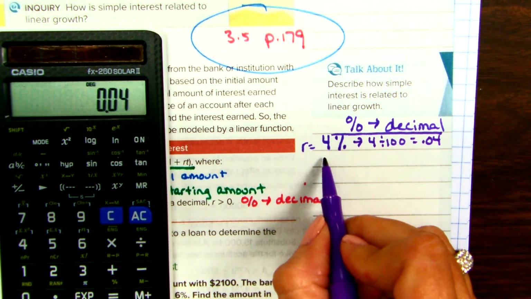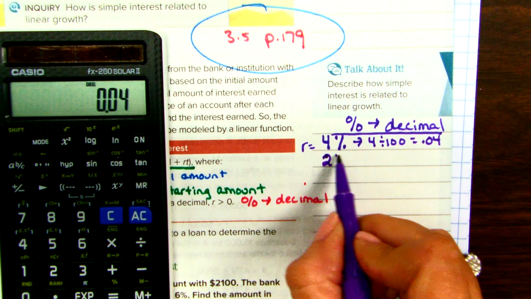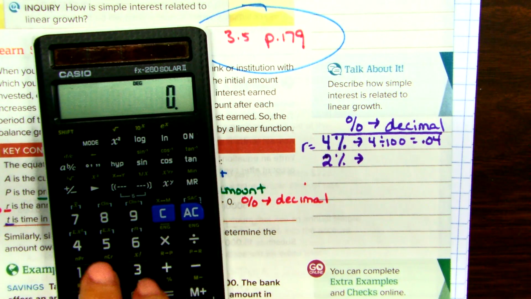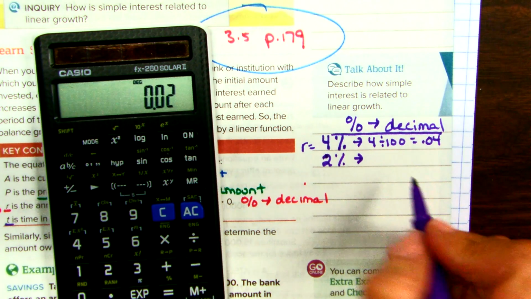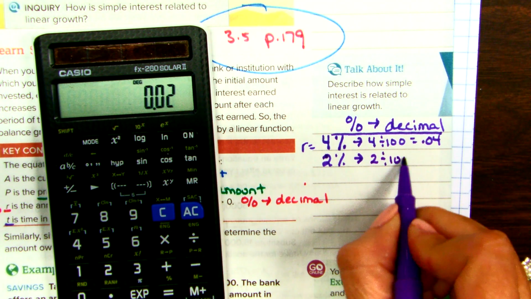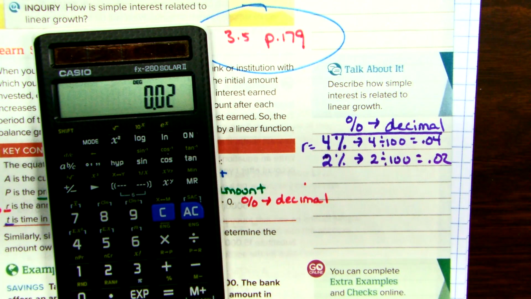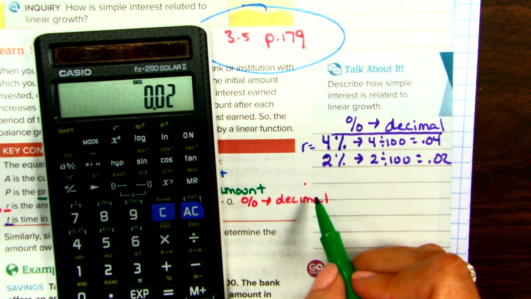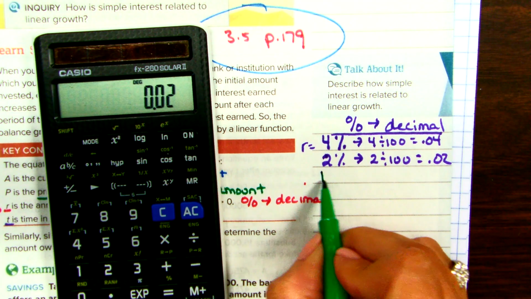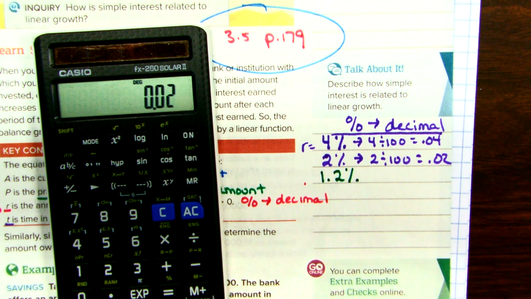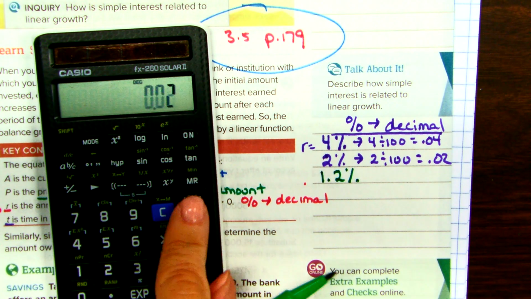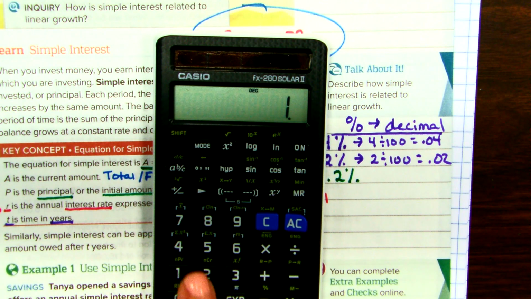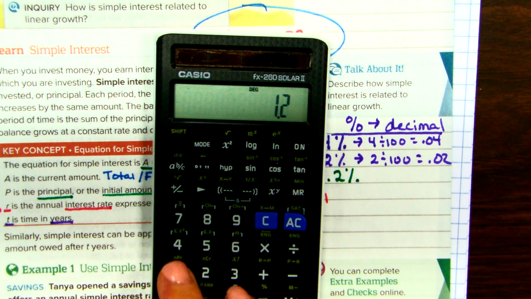Let's do another one. 2%. So you would just do 2 divided by 100, and you get what you get, okay? So no one was confused by that, right? That's not confusing. What's confusing is when they suddenly put a decimal in the percent, when there's already a decimal in it, like 1.2%, okay? Now watch what happens in my calculator. If I do 1.2 divided by 100. Okay, it works that time.